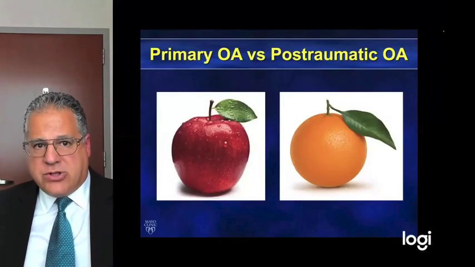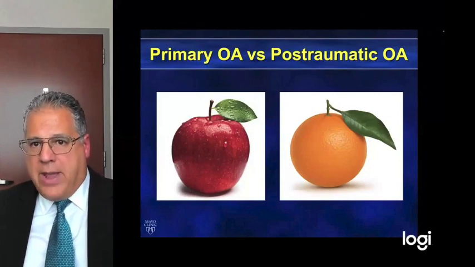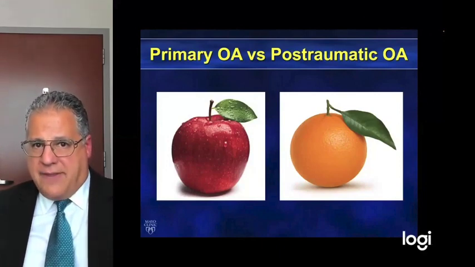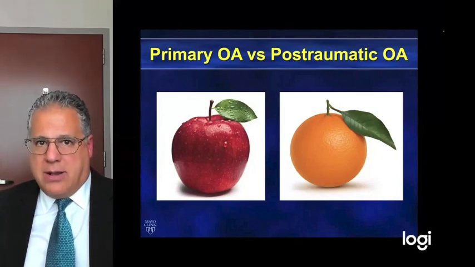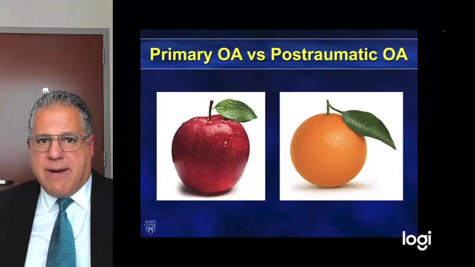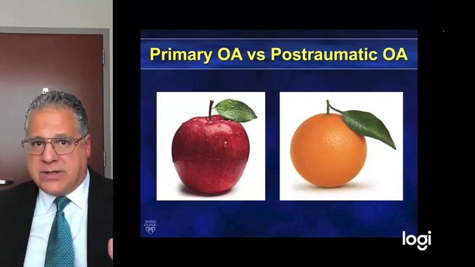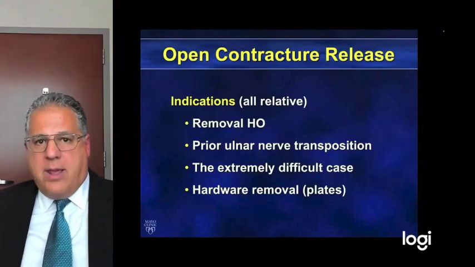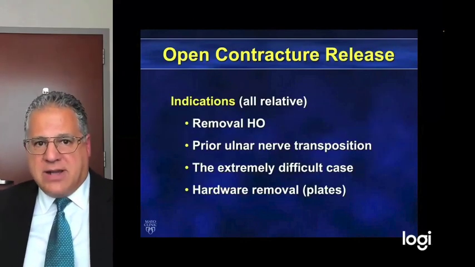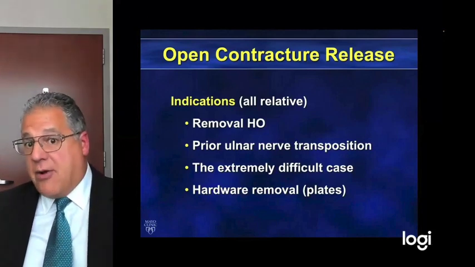However, when thinking about this topic, it's important to understand that primary OA and post-traumatic OA are different entities. I think it's somewhat easy to gain motion and clean the elbow in a patient with primary OA. It's actually much more difficult to do an appropriate arthroscopic release in some cases with post-traumatic OA. And I think that is why in a webinar like tonight, we must discuss the indications of open contracture release, which of course are all relative.